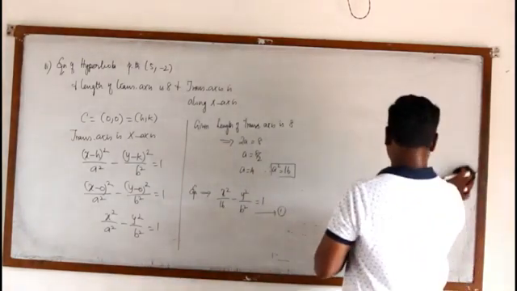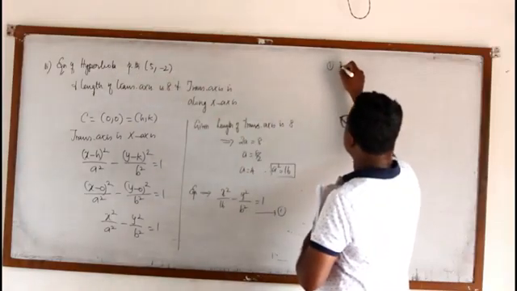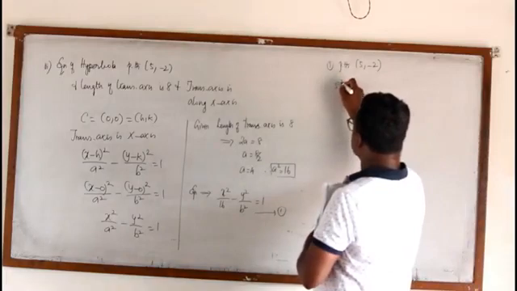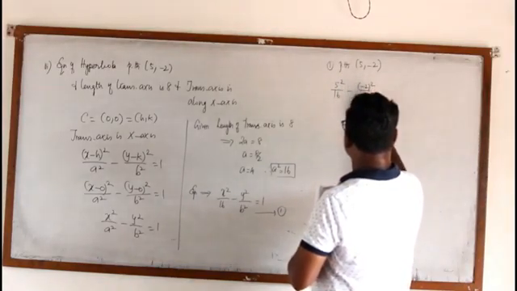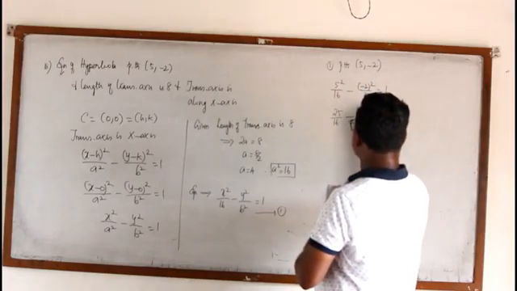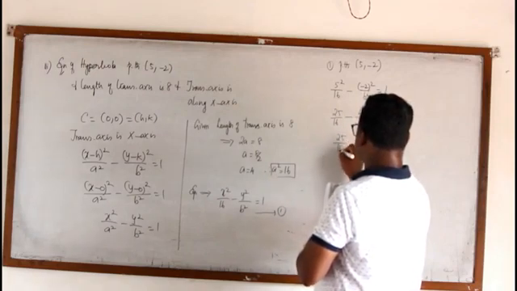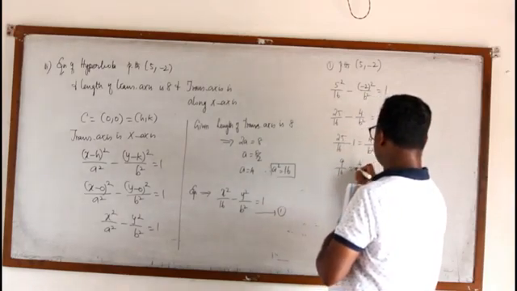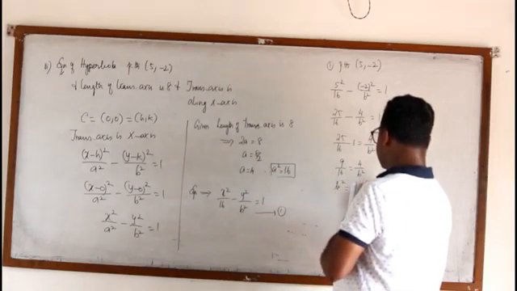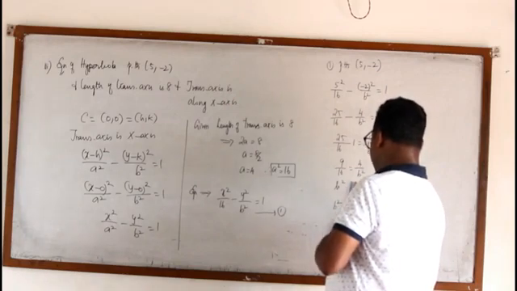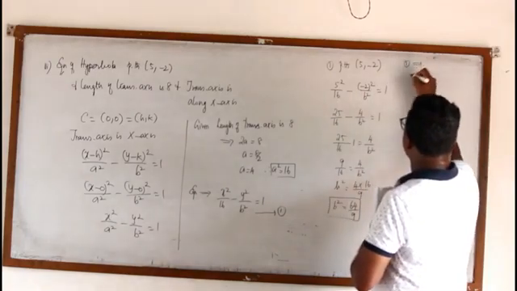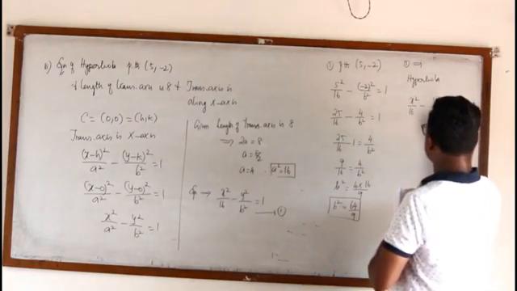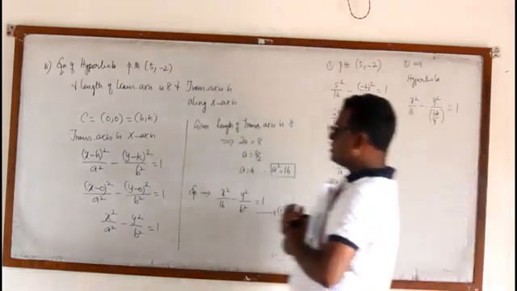For that they give, it passes through 5 comma minus 2. So let me use that one now. It passes through 5 comma minus 2, means I must substitute x as 5 and y as minus 2. That is 5 square by 16 minus 2 the whole square by b square equal to 1. 25 by 16 minus 4 by b square equal to 1. 25 by 16 minus 1 is 4 by b square. 25 minus 16 is 9 by 16 equal to 4 by b square. B square equal to 4 into 16 by 9. B square is 64 by 9. Therefore, hyperbola is, I can substitute for b square now: x square by 16 minus y square by 64 by 9 equal to 1. This is the equation of hyperbola.